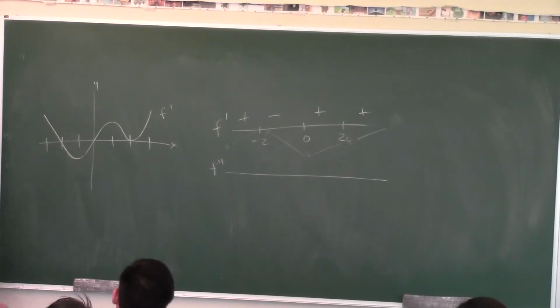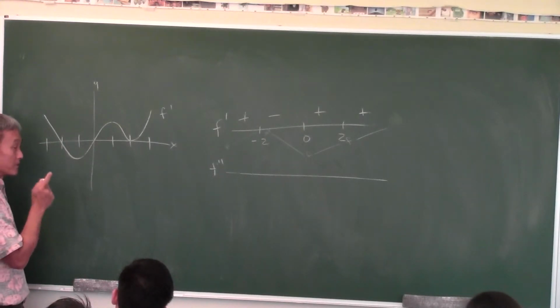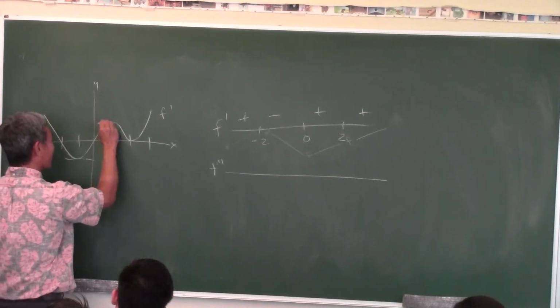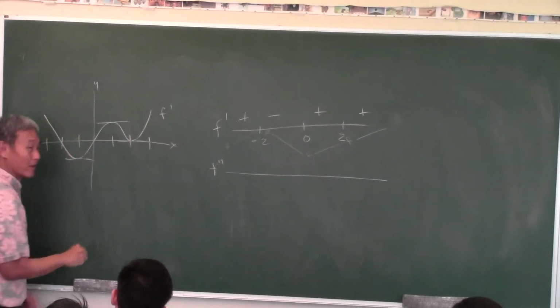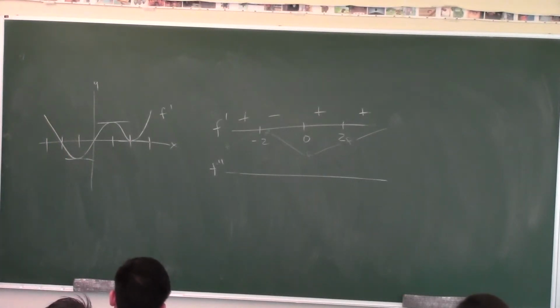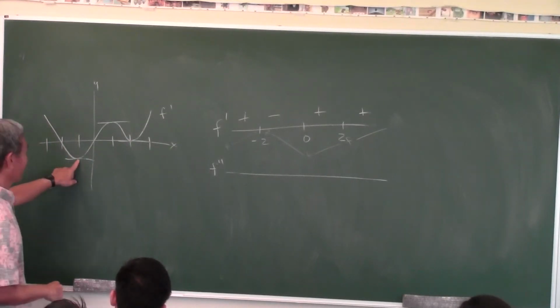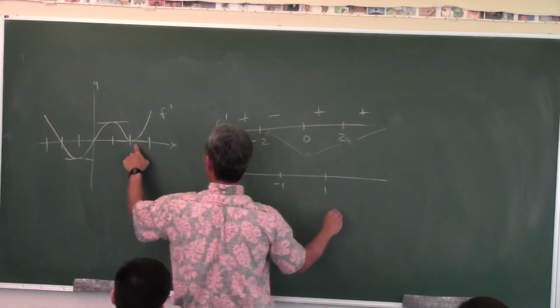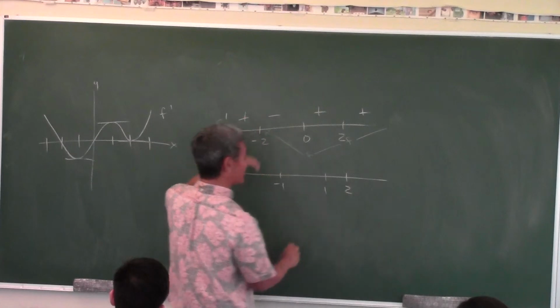So the first thing you look for is where is the slope 0 or doesn't exist? There, there, and there. Those are the things that you put on your number line. So where does this happen? -1, at 1, and then at 2. You're trying to line them up.